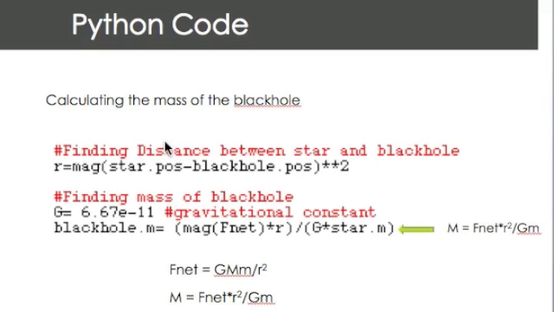First, we have to find the distance between the star and the black hole, because this is the value r that we then use in our F net equation. And this is just given by the star's position minus the black hole's position, squared, at each data point.